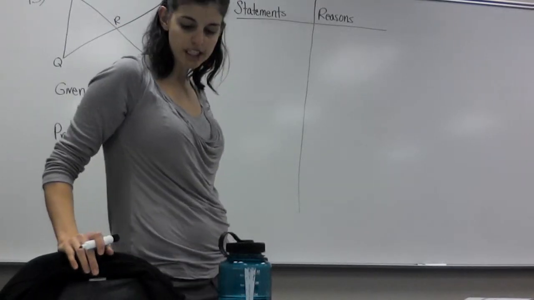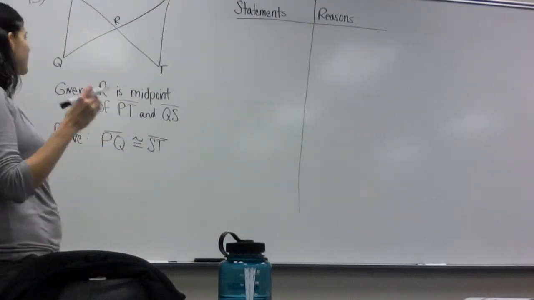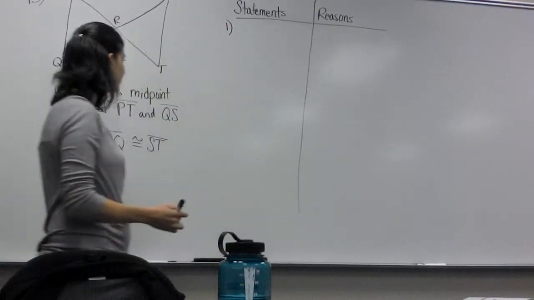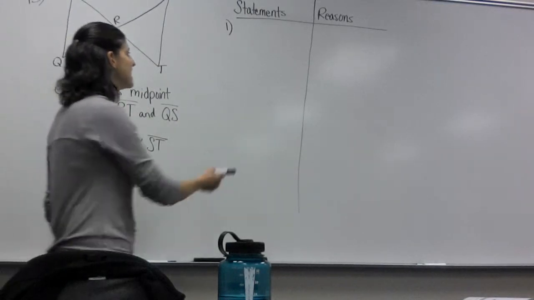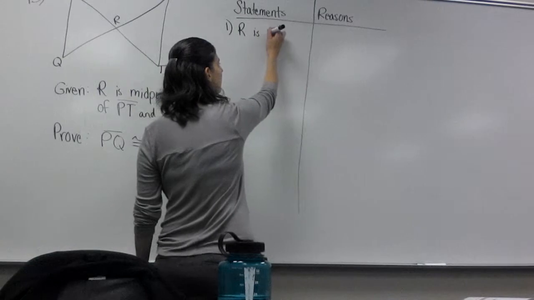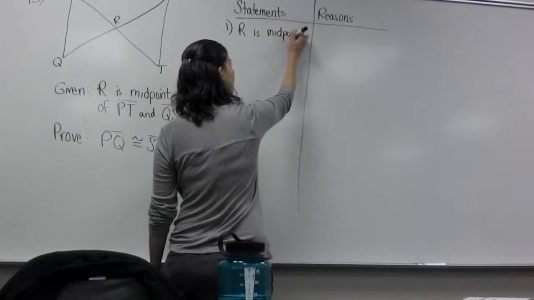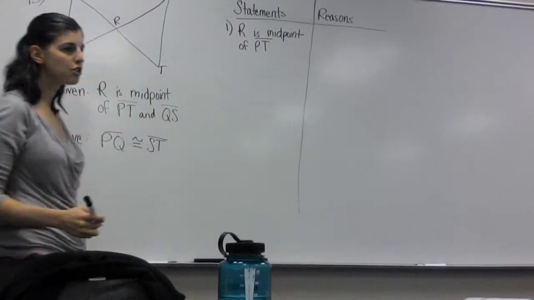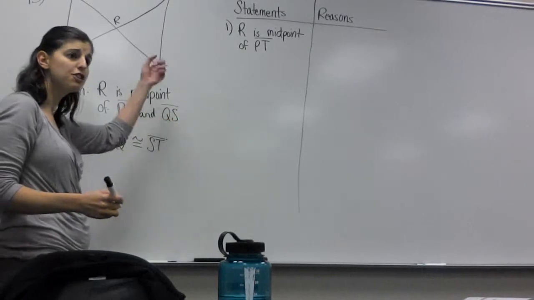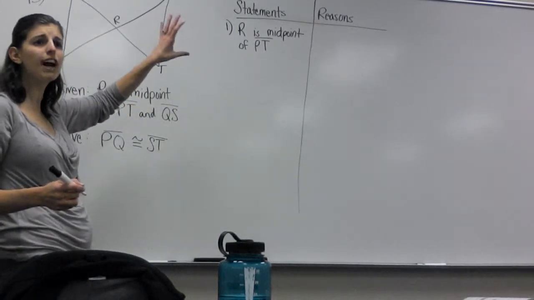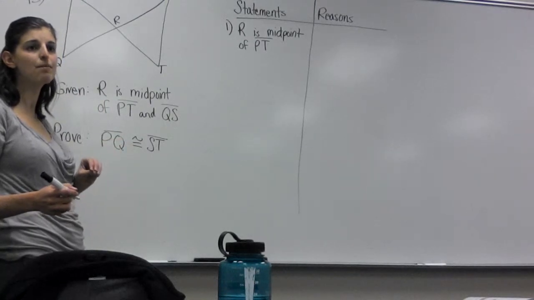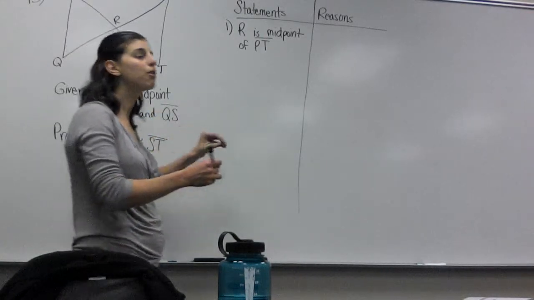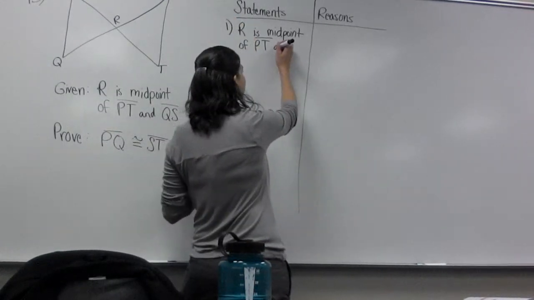Let's talk about what statements and reasons make sense. We always, always, always start out with what we're given. So we are given that R is the midpoint of PT. And I'm going to break my own rule. Usually I split the two givens up into two different steps, but for the amount of writing's sake, I'm going to combine them into the first step. All right, ladies? So PT and QS are both midpointed by R.